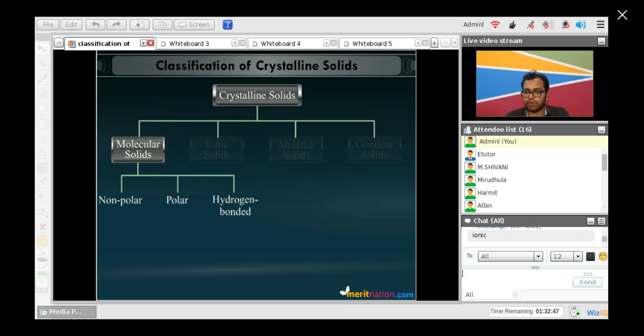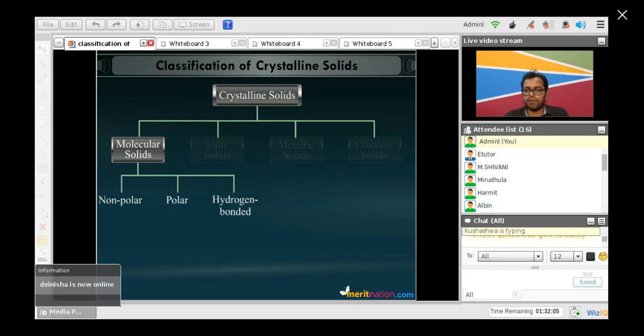Parul, is the question clear? So by looking at the molecular formula, you can't say whether a solid is amorphous or crystalline, right? Because the same molecule can be present inside the amorphous solid and the same molecule can be present inside the crystalline solid as well. So it depends on the process that you are using to convert liquid into the solid state, whether the solid will be amorphous or crystalline.